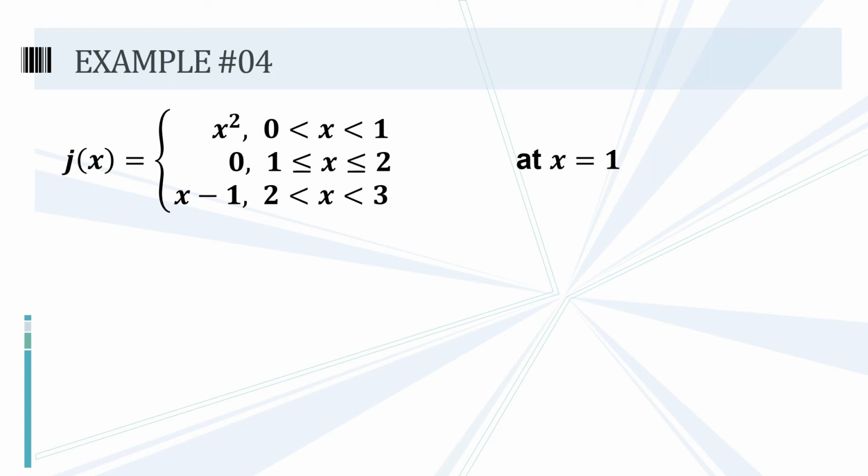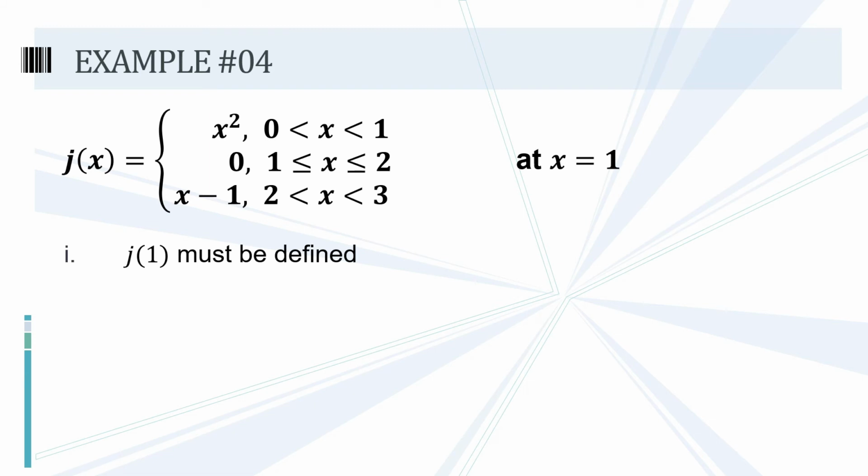Example number 4, we have j of x, okay, which is x squared whenever x is greater than 0 but less than 1, 0 whenever x is greater than or equal to 1 but less than or equal to 2, and x minus 1 whenever x is greater than 2 but less than 3. So we will check if that is continuous at x equals 1.